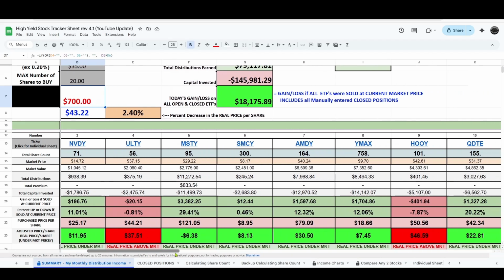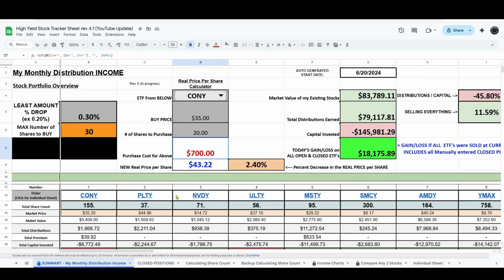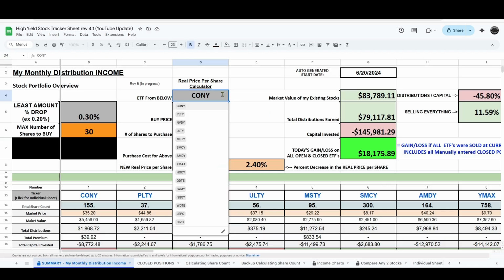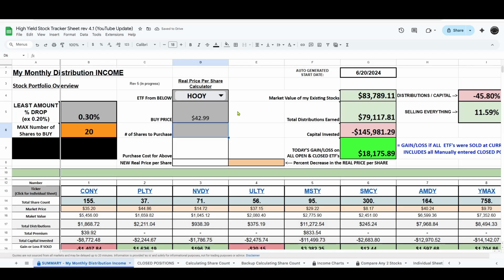But the one I did make a purchase on was HOOY. You can see on HOOY, I've got a real price per share of $46.59. So let's punch that into the calculator up here, and let's find out what that new real price per share would be after that purchase of HOOY, not counting the distributions that we did get the announcement for today. So I can just change this over to select HOOY, and my buy price on HOOY was $42.99. And how many shares? Well, I bought 15 more shares of HOOY.